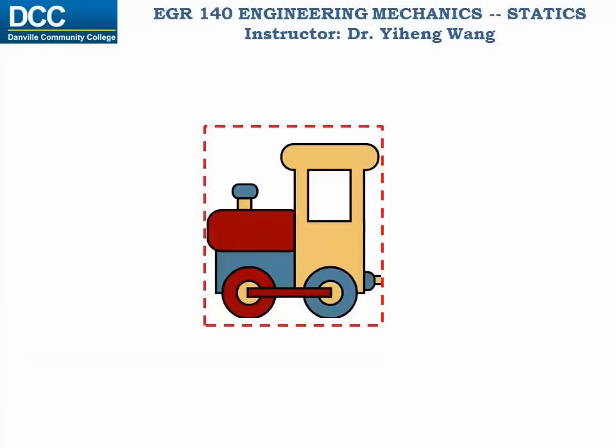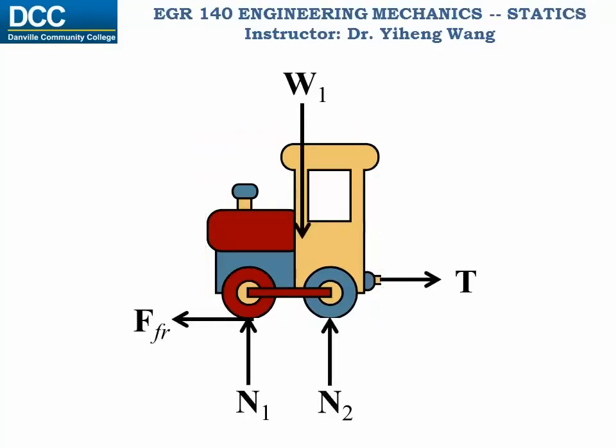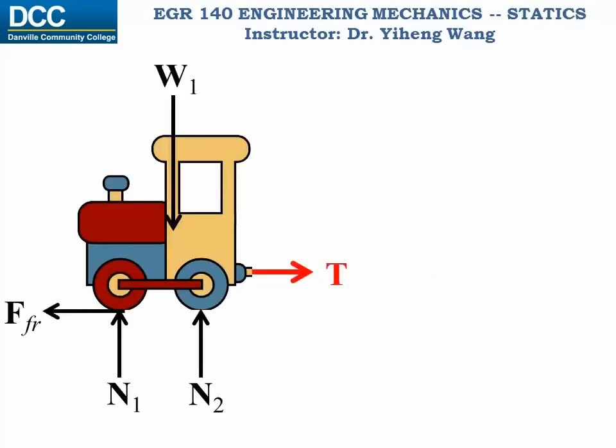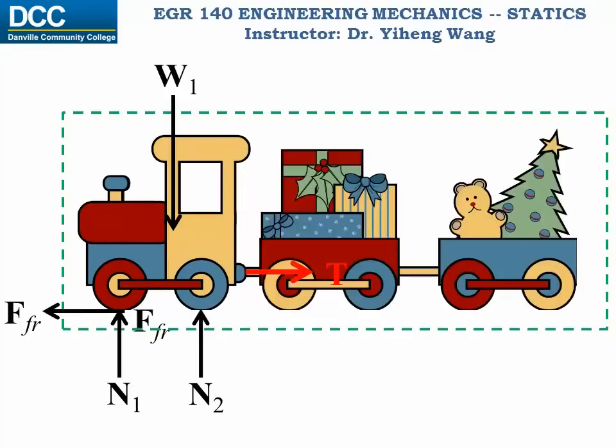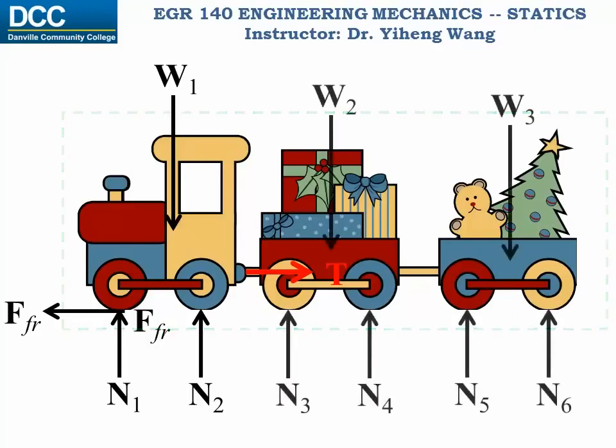For example, if you only choose the train engine to be your system, then on the free body diagram, you should include the weight, the normal supporting forces, the frictional force, and the force between the engine and the train car. However, if you choose the entire train as your system, then you not only need to add the forces acting on the new parts, which are the new weights and the new normal forces, but more importantly, you need to now exclude the force T, since now force T is considered as an internal force within the system, therefore should not appear on the free body diagram.